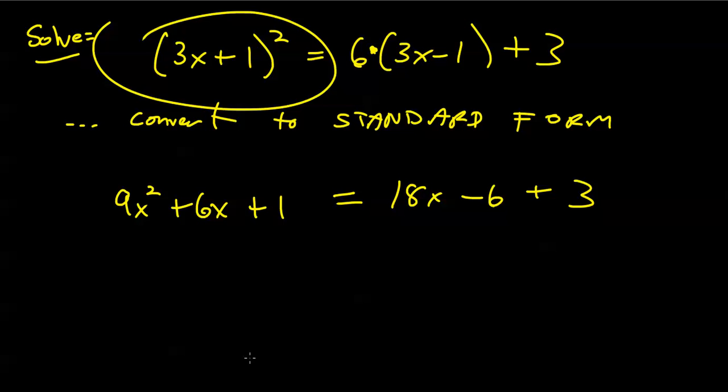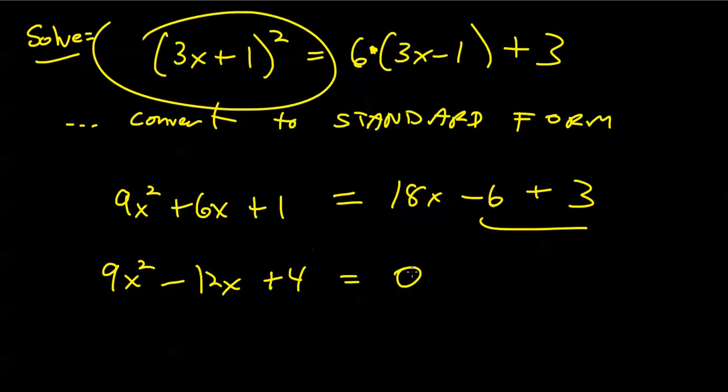Alright, so let me combine like terms now, arranging my terms on the left. So I'll leave a 9x squared on the left. If I subtract 18x from both sides, I'll get a minus 12x on the left. And minus 6 plus 3 is, of course, minus 3. So I'll add 3 to both sides and I get a plus 4 on the left. So combining like terms, getting all the terms over on the left-hand side, I get 9x squared minus 12x plus 4 equals 0.